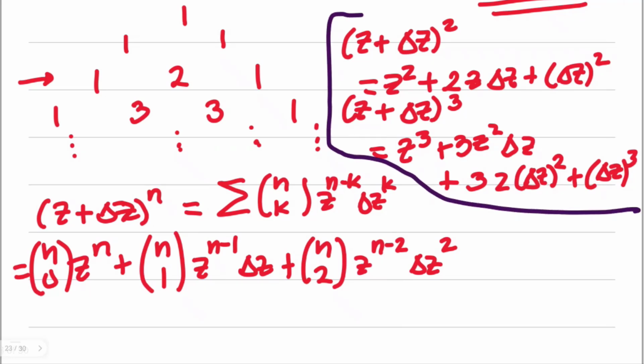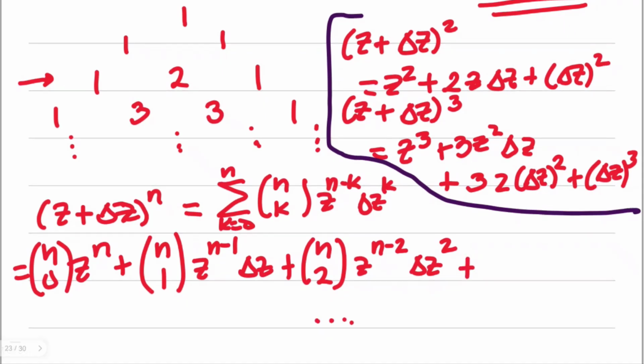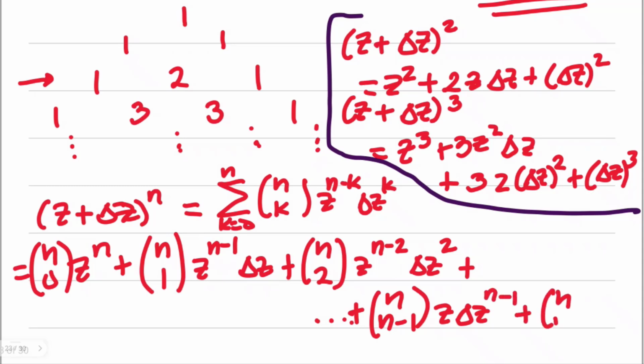As your k starts with 0 until n, we'll have plus, until you reach a certain point, n taken n minus 1, and you will have z to the power of n minus n minus 1, or just z to the power of 1, and delta z to the power of n minus 1, and plus n taken n, z to the power of 0, or just simply 1, and then delta z to the power of n. So all of these are part of this expansion using the binomial theorem.